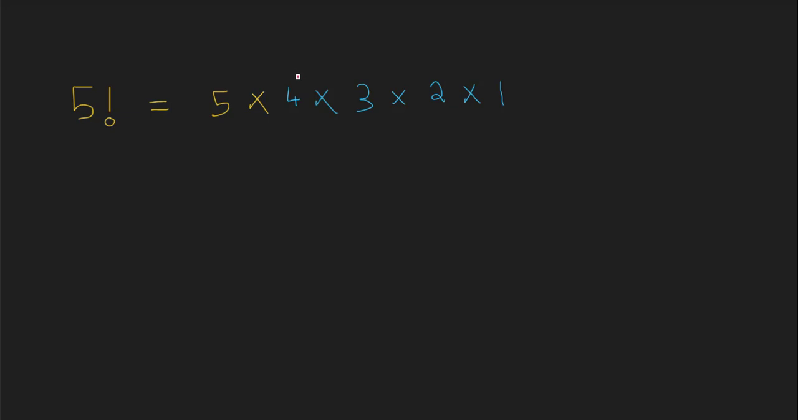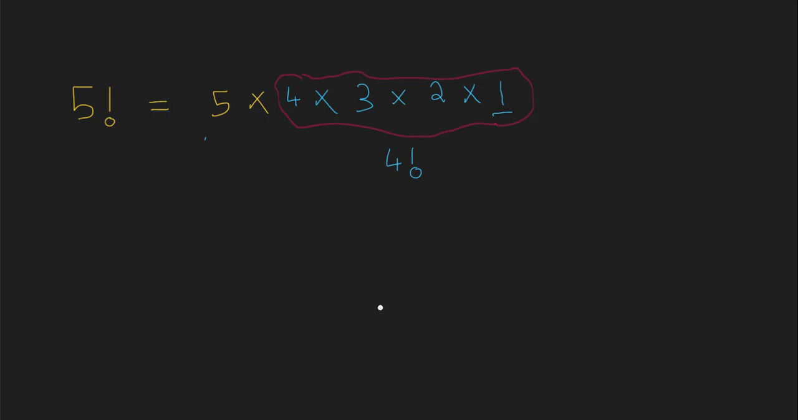So this blue part over here is nothing but 4 factorial. So we know that 5 factorial can be expressed as 5 times 4 factorial. And 4 factorial can be expressed as 4 times 3 factorial and so on. So you can do that till you reach this 1 over here, and 1 factorial is just 1 because there are no numbers that come before 1.